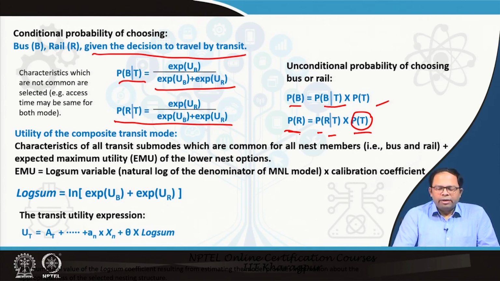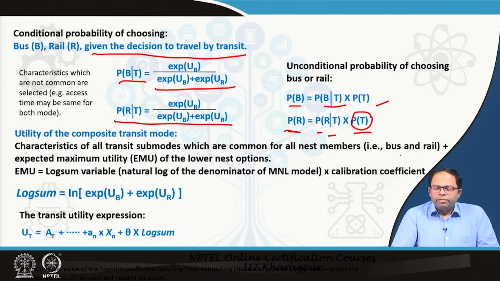So, how do we now estimate this probability of transit? Because that is something which is new. We can estimate this too, as we were doing for the probability of car and transit. There the main thing is how do we form the utility equation for transit. So, it consists of the characteristics of all transit submodes which are common for all nest members, that is bus and rail, plus the expected maximum utility, EMU, of the lower nest options. So, this is the formula for forming the utility equation of the composite transit.